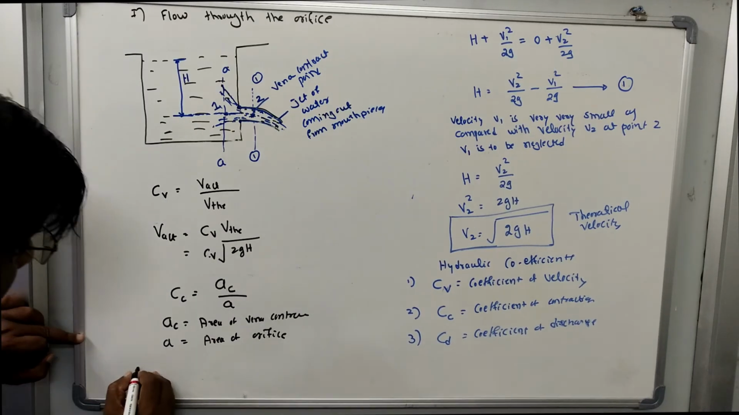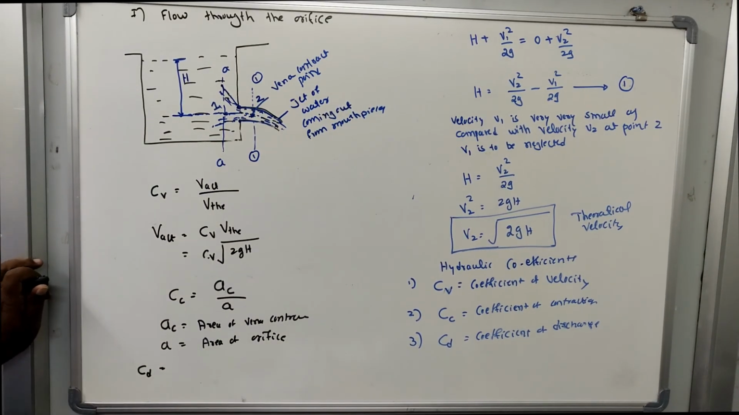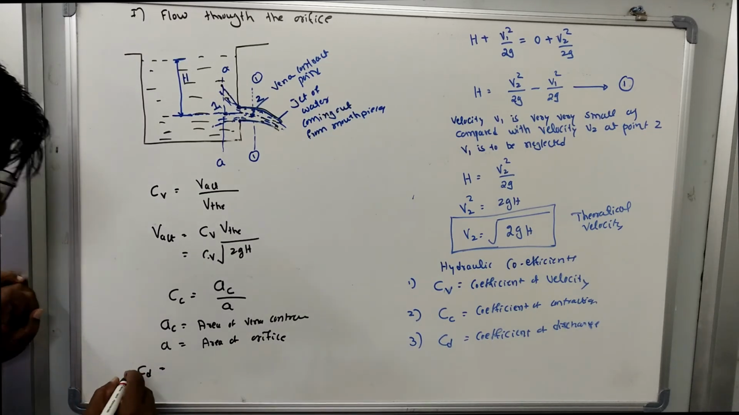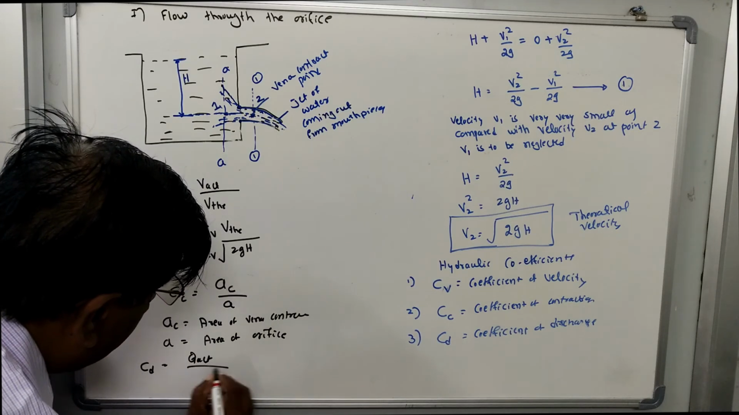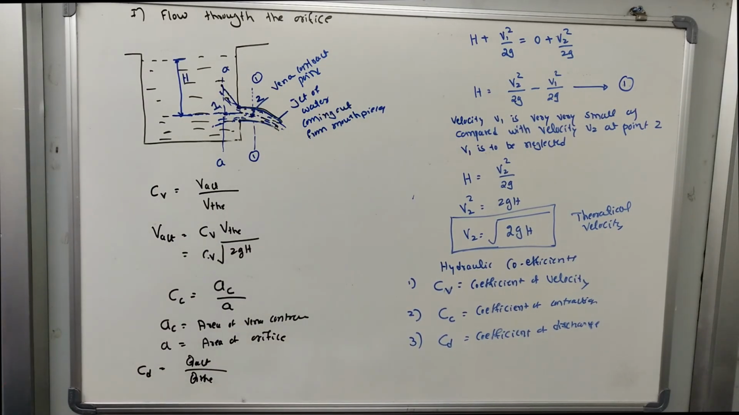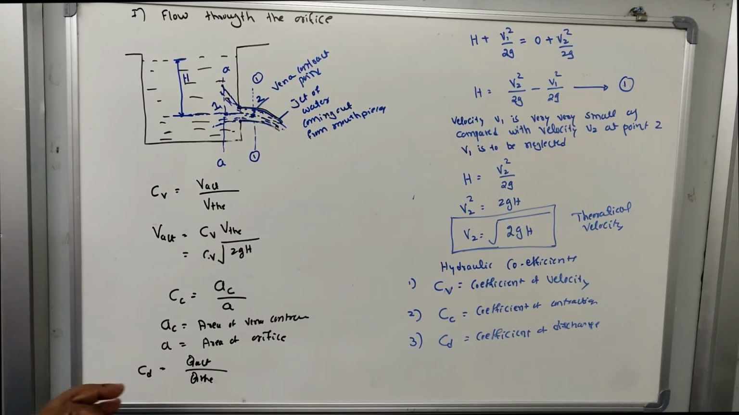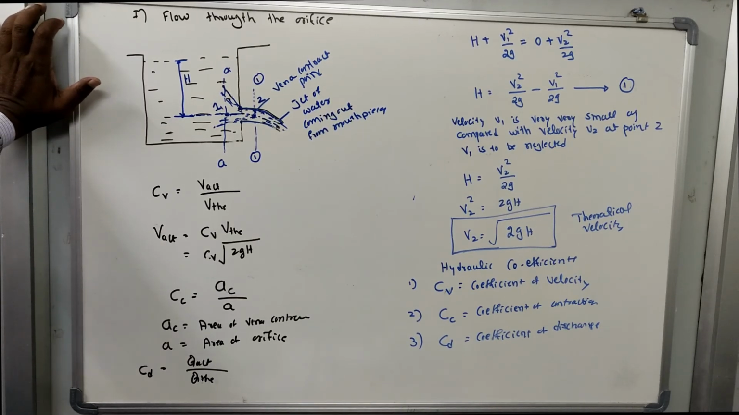The next is CD. We have defined CD in the last class only. CD, the coefficient of discharge, is the actual discharge divided by the theoretical discharge, CD equal to Q actual divided by Q theoretical. So these are the three hydraulic coefficients or constants we use to measure the rate of flow through the orifice or through the mouthpiece.